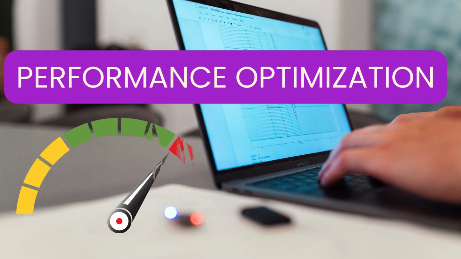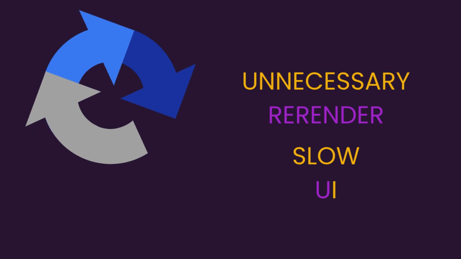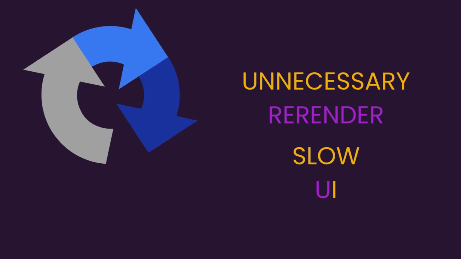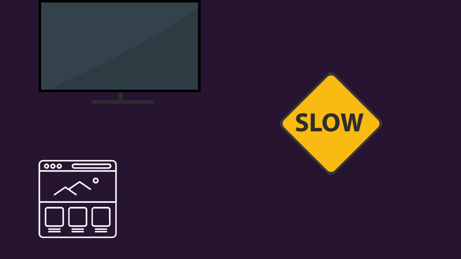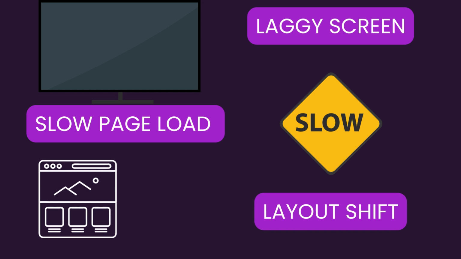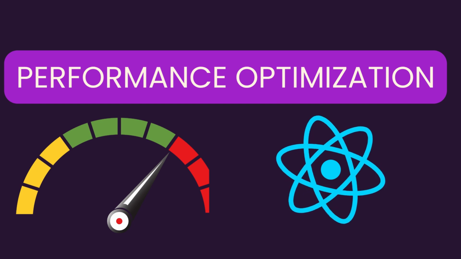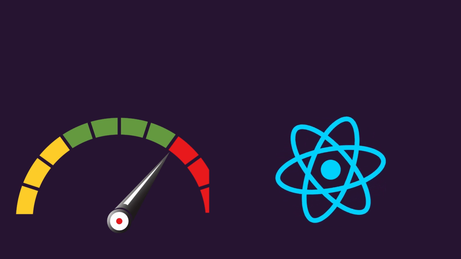First, let's understand why performance optimization is important in React. React re-renders components when state or props change, but sometimes this leads to unnecessary re-renders, especially in large apps. This not only slows down the UI, but also impacts the user experience. Things like laggy scrolling, slow page load, and layout shifts can hurt your SEO and annoy your users. So, learning how to optimize React is not optional, it's essential.